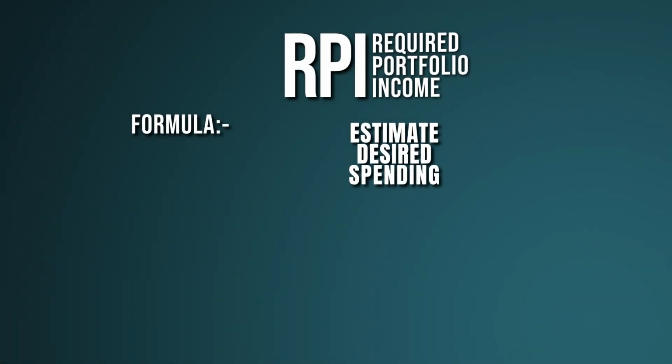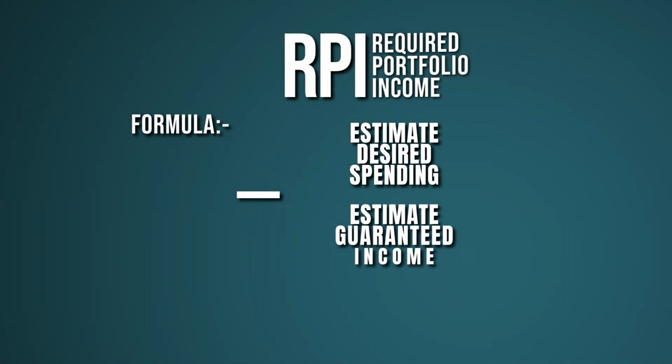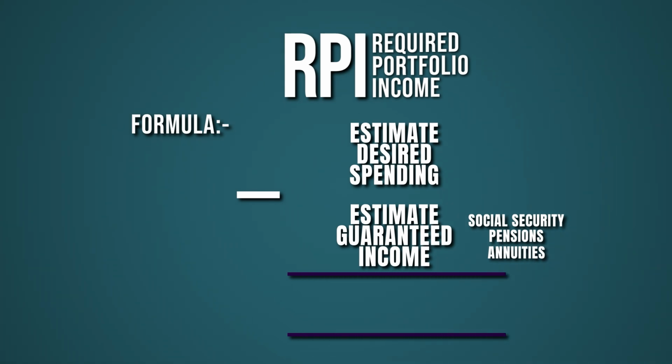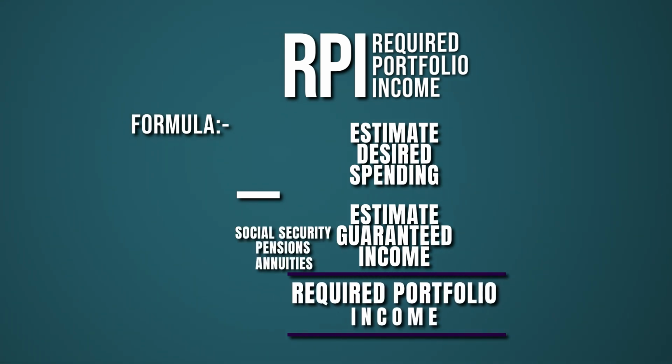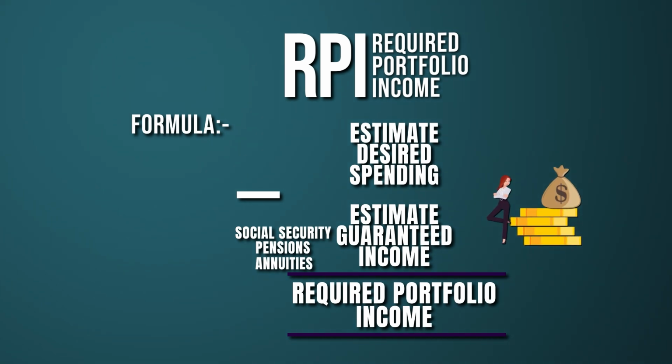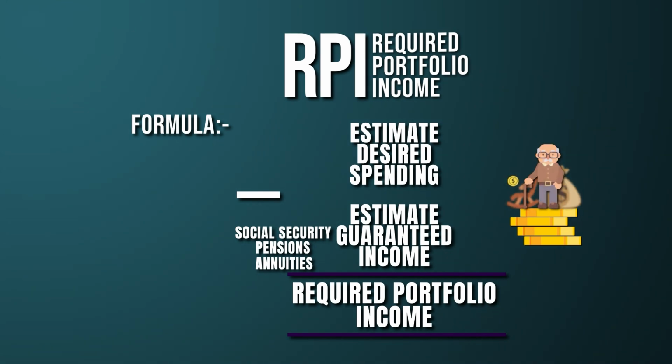The formula basically is you have a desired spending, which is how much you'd like to spend each year in retirement, less your guaranteed income sources, which is Social Security, pensions, and annuities. The difference between those numbers determines your required portfolio income, which in turn determines how much in portfolio assets you need to have saved up in order to retire successfully without running out of money while alive. Now, your pension plays a hugely pivotal role in that. We'll put the math on the screen here.